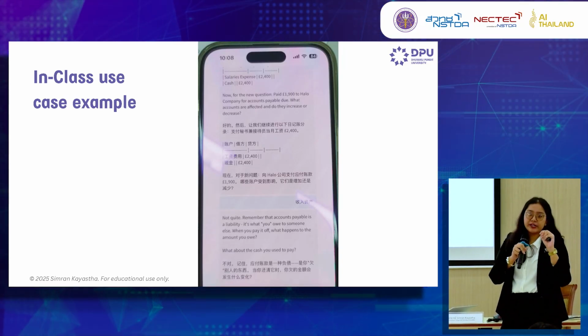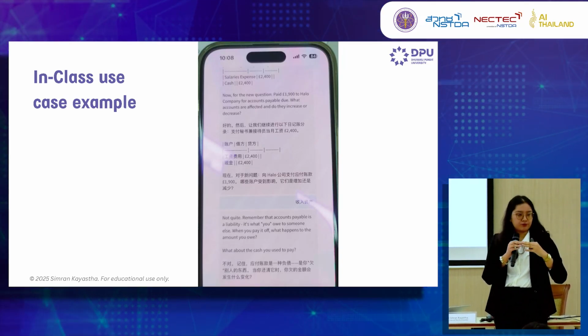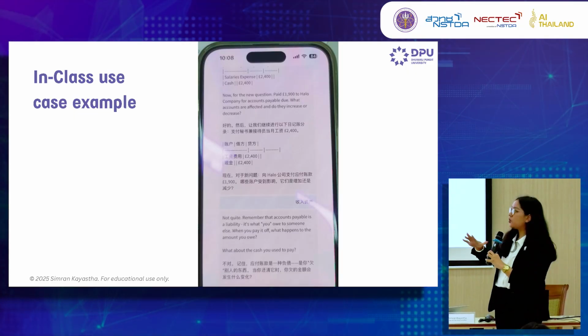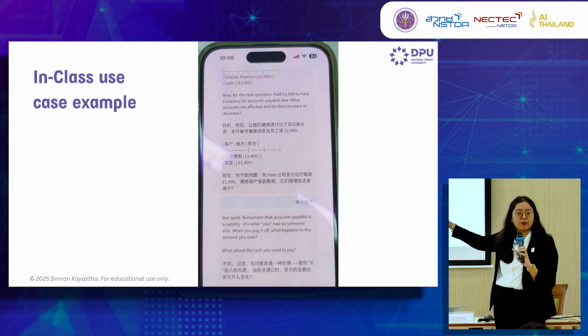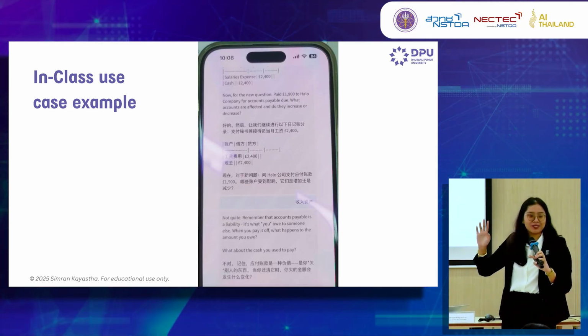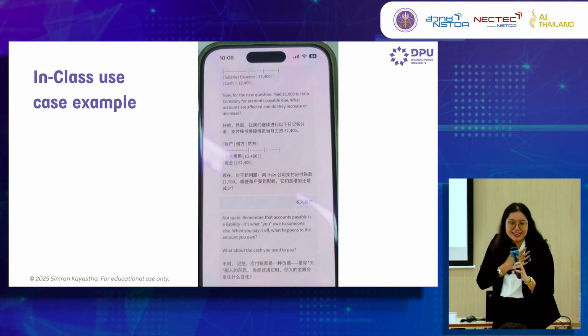I'm monitoring every student's progress as well, but I also ask all my students to send me their transcriptions. What did they chat with the bot? Because I also want to know what they asked the bot that they can't ask me, right?